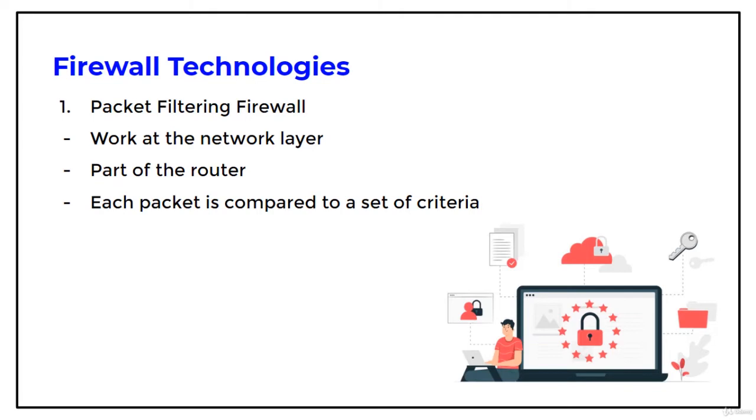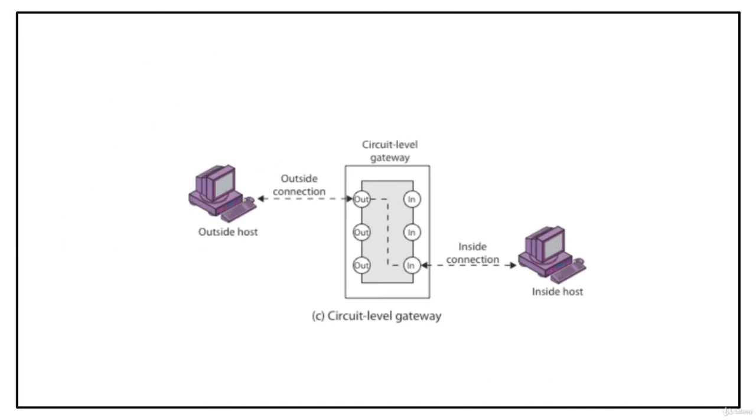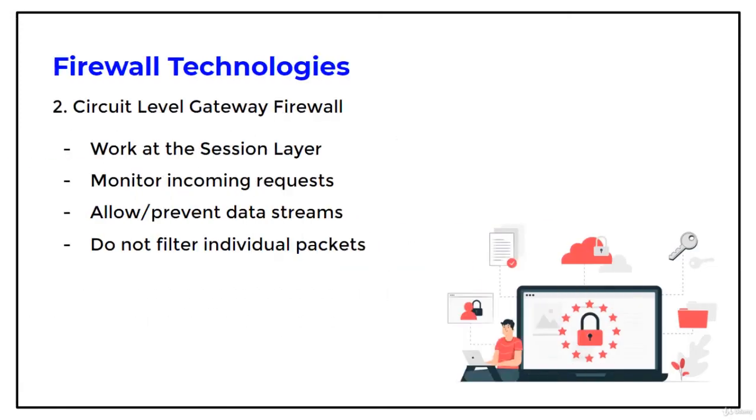Now, the second is the circuit level gateway firewall. Circuit level gateways work at the session layer of the OSI model. It is the advanced version of application gateway. It acts as a virtual connection between the remote host and the internal users by creating a new connection between itself and the remote host. It also changes the source IP address in the packet and puts its own IP address in the place of the source IP. This way, the IP addresses of the internal users are hidden and secured from the outside world.